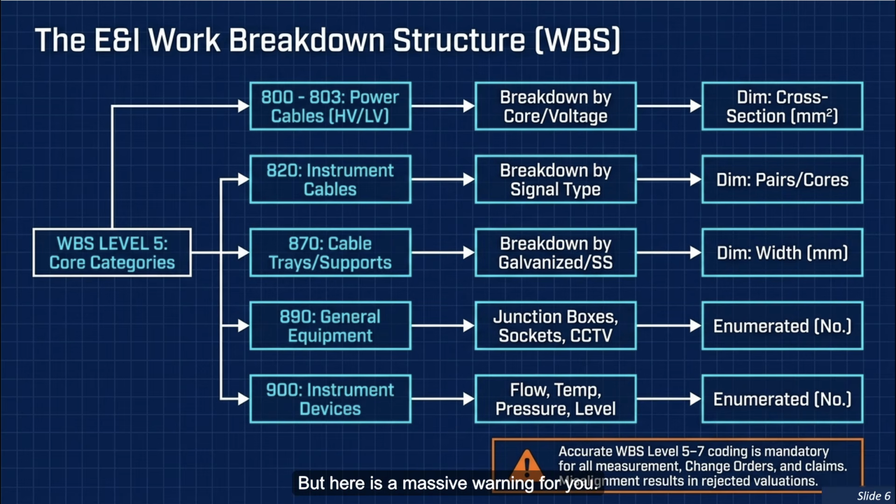But here is a massive warning for you. Accurate WBS coding at levels 5 through 7, it's absolutely mandatory. If your estimators misalign the coding for cables, trays, or devices at these really granular levels, any change orders and claims you submit will automatically be rejected by the client's commercial team. Misalignment here is basically a fast track to lost profit.